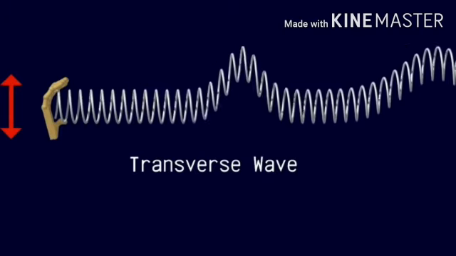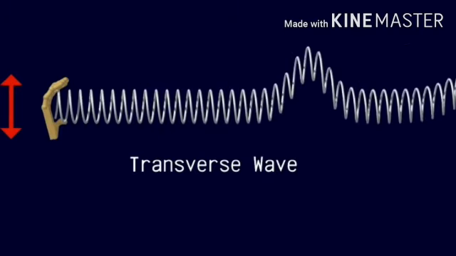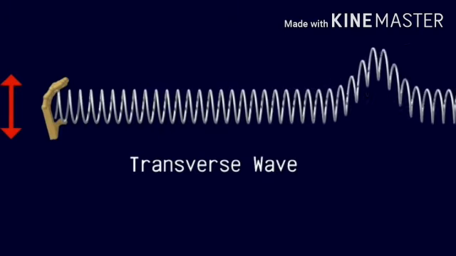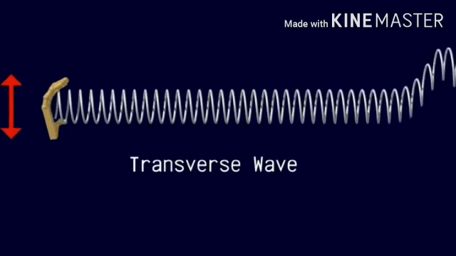Then the coil is moved up and downward. The particles of the medium vibrate perpendicular to the direction of propagation. This is called the transverse wave. Example, light wave. Can sound wave travel through vacuum? No, sound wave cannot travel through vacuum. Suppose we are on the moon, we cannot hear any sound because the moon does not have any air medium.